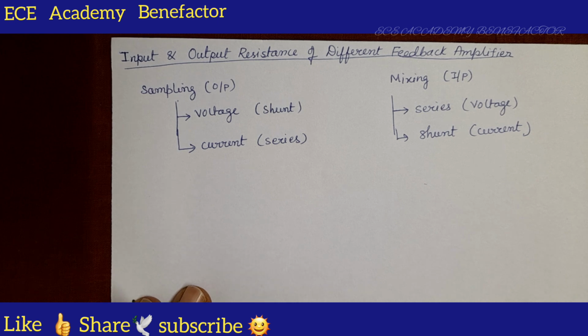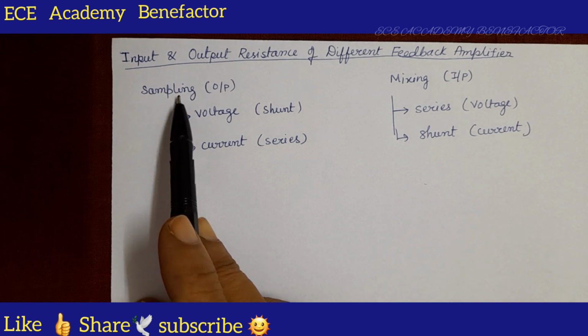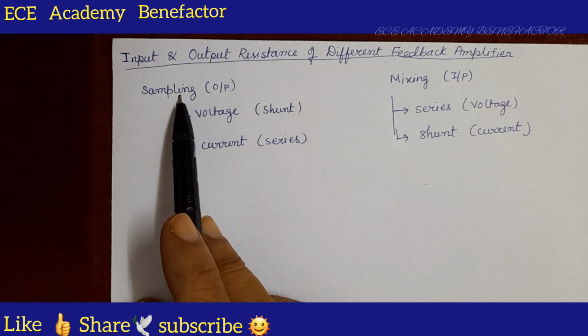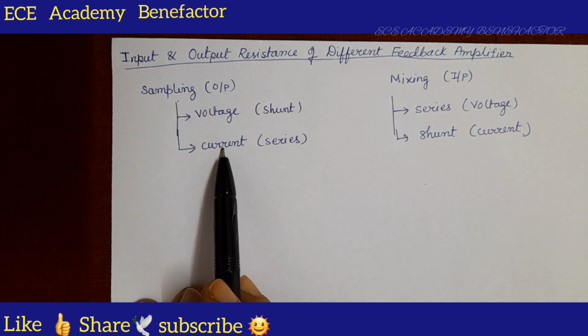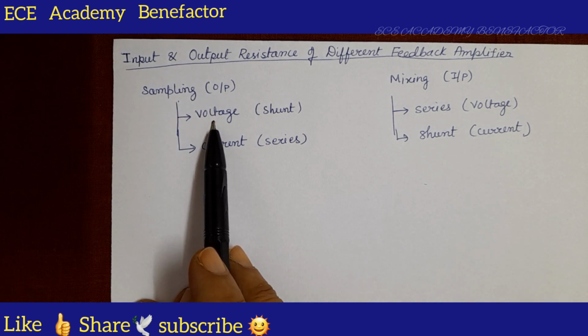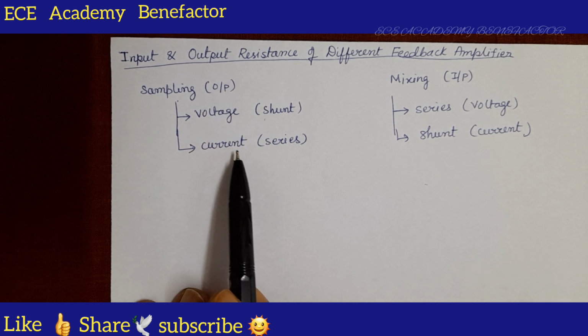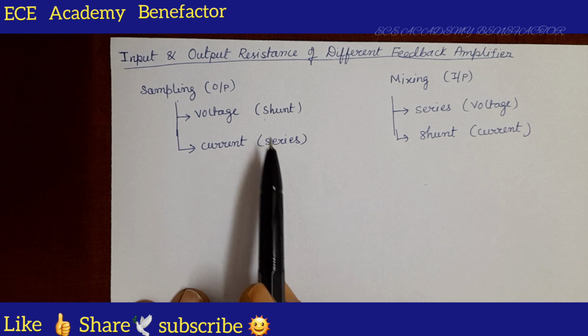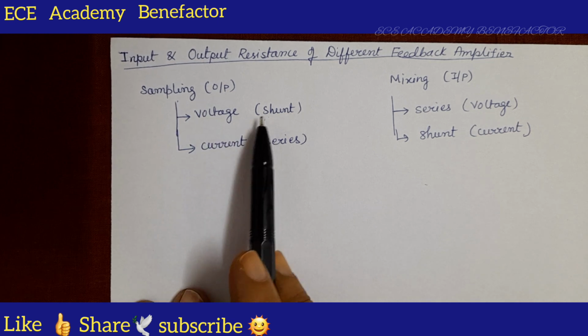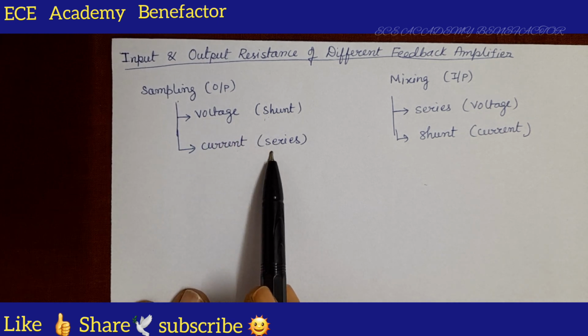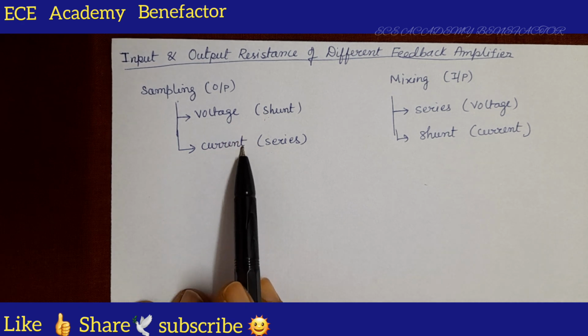So how to remember them? You need to remember the block diagram of a feedback amplifier. Sampling is done at the output of the amplifier. There are two types of sampling, voltage sampling and current sampling. If voltage sampling is done, the connections at the output will be shunt, that is in parallel. The feedback network will be connected parallel to the amplifier. If it is current sampling, the feedback network will be connected in series. Voltage sampling, shunt connections. Current sampling, series connections. You need to remember these two points.